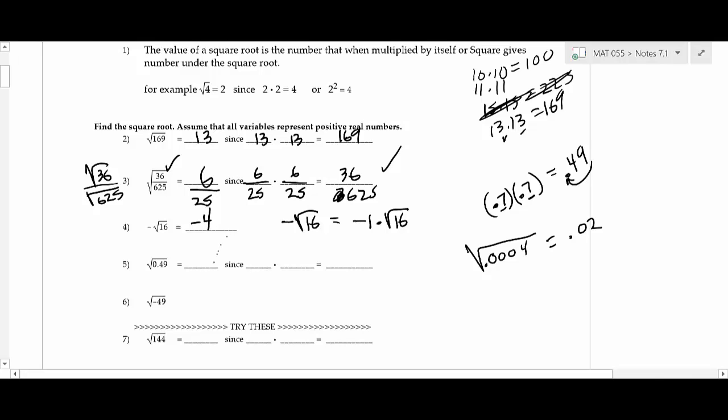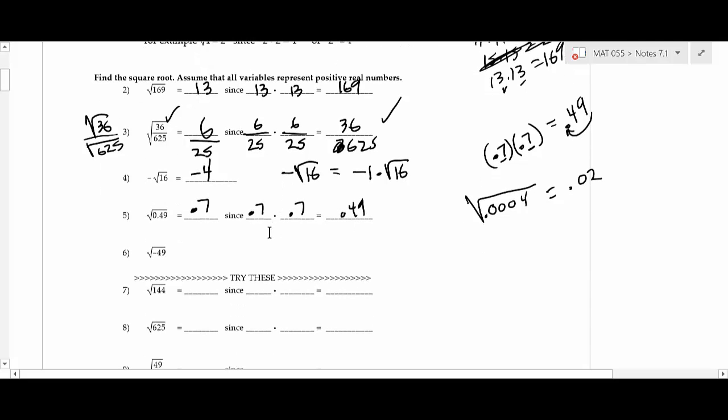Okay, the answer is 0.07, like that. Okay, the reason is because, nope, what's wrong with me? 0.7, sorry, 0.7. The reason is because 0.7 times 0.7 is 0.49, like that, okay? Okay, now the next one, go ahead.